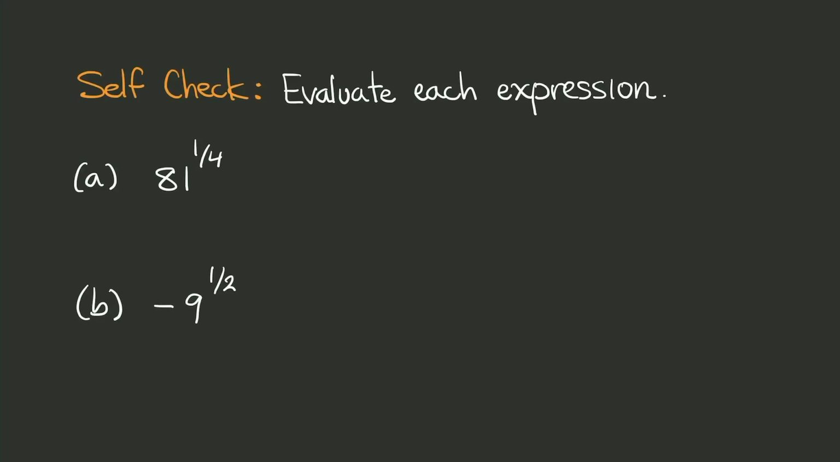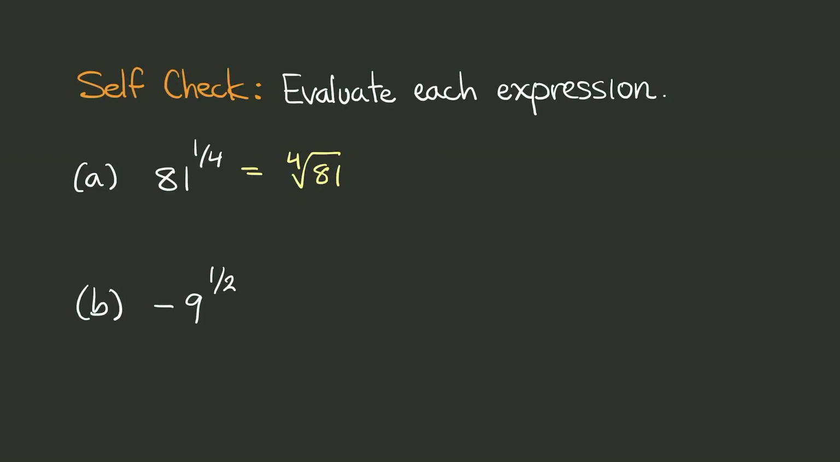Let's check for understanding. Work the following examples on your own, and then come back and check your answer. In part A, we have 81 to the 1/4 power, or in other words, the fourth root of 81. So we're looking for a number that multiplied by itself 4 times gives us 81.